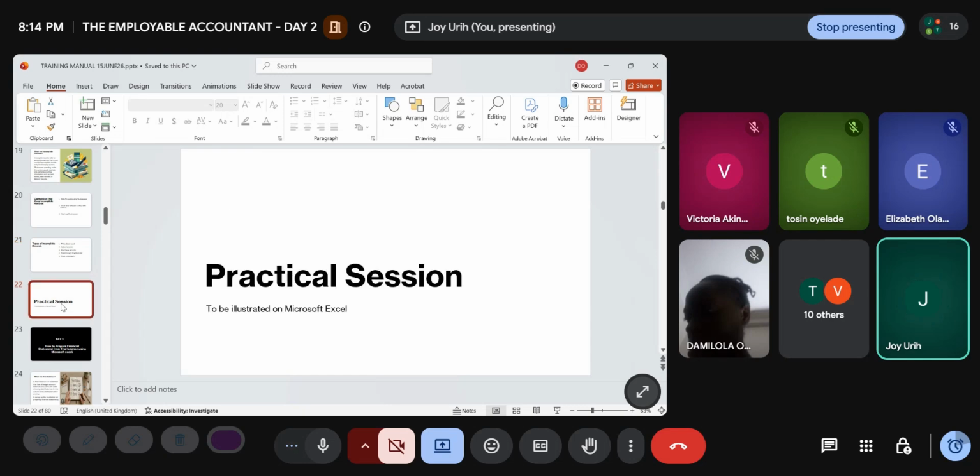So tonight we are going to start with our bank statements. I will just share my slide. I have a bank statement here that we are going to be using.